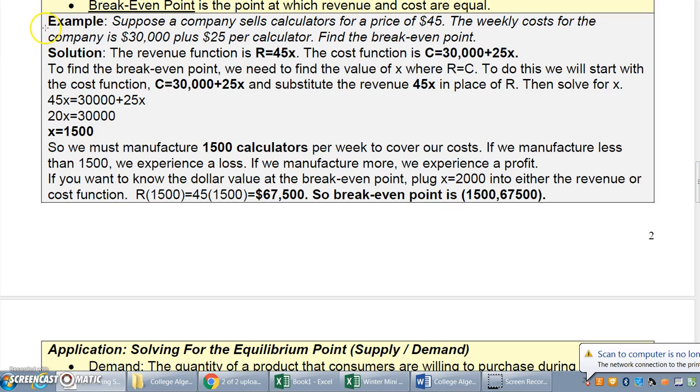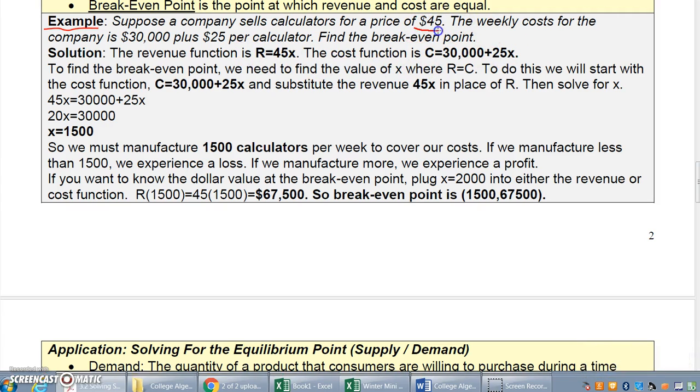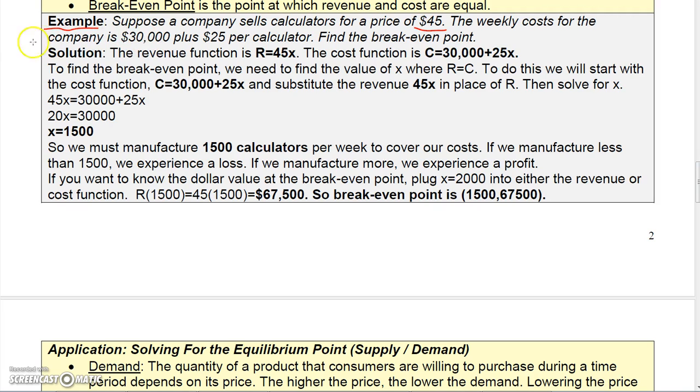Okay, so let's take a look at this example. Suppose a company sells calculators at a price of $45 each. The weekly cost for the company is $30,000 plus $25 per calculator. Find the break-even point. Well, the revenue is easy to get here because you're going to get $45 per calculator. So your revenue is simply 45x.